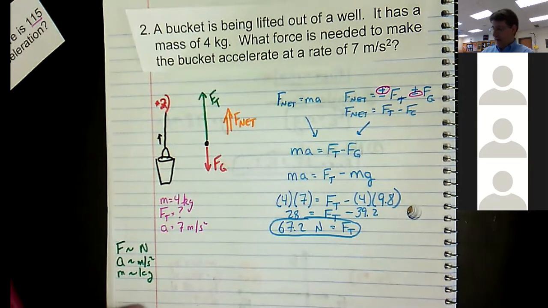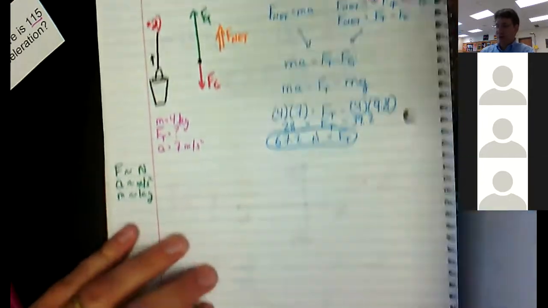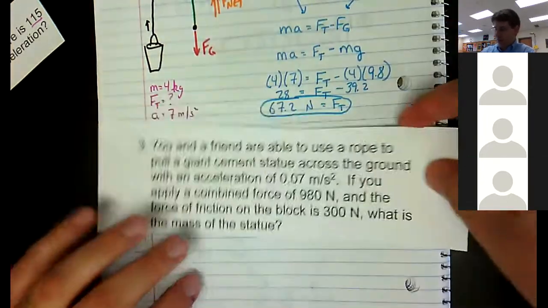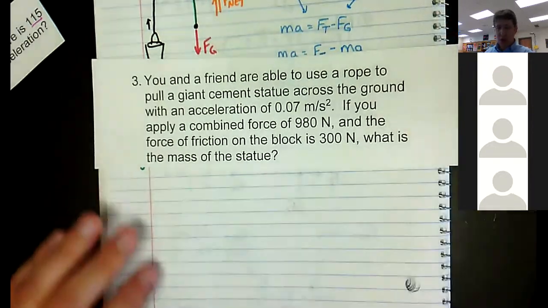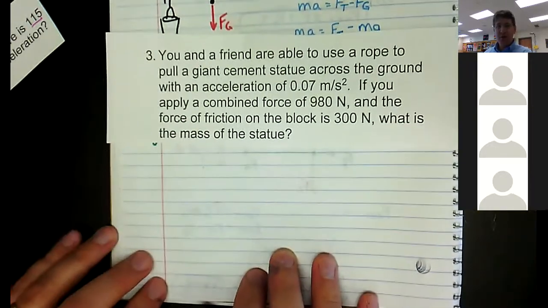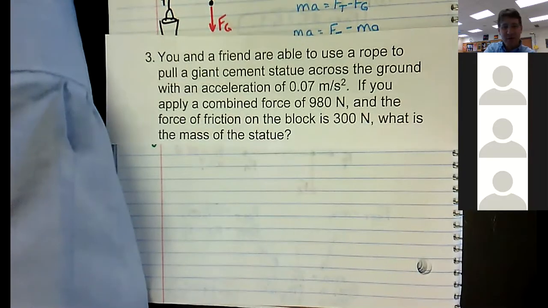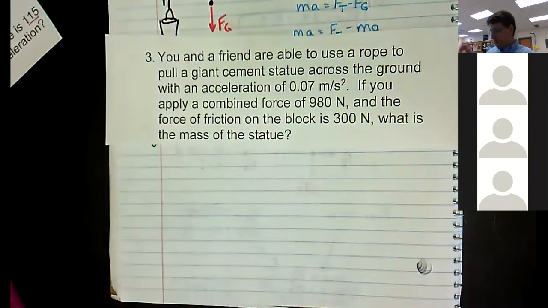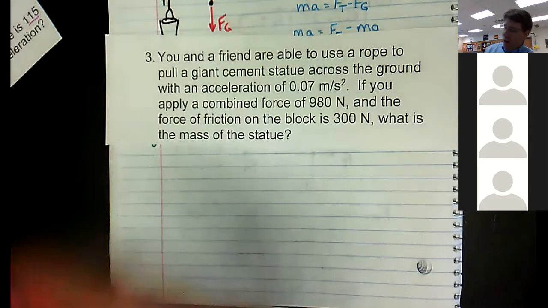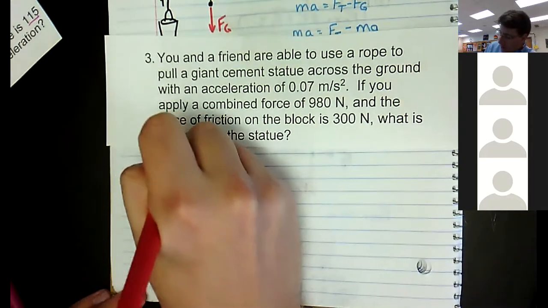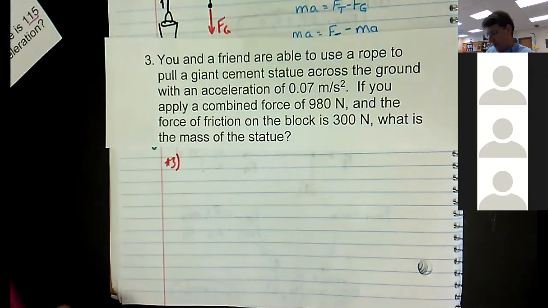All right. I'm going to have you try one. I want you to try to start number 3 by yourself. Number 3 says, you and your friend are able to use a rope to pull a giant cement statue across the ground at an acceleration of 0.07 meters per second squared. If you could apply a combined force of 980 and the force of friction is 300, what's the mass of the statue? So I'm going to have you try on your own on your paper to do a free body diagram, so the dot with the arrows.